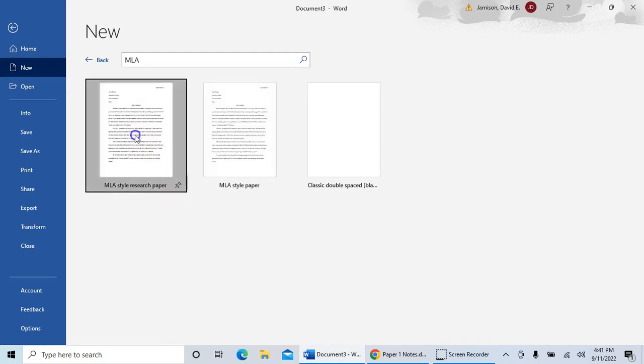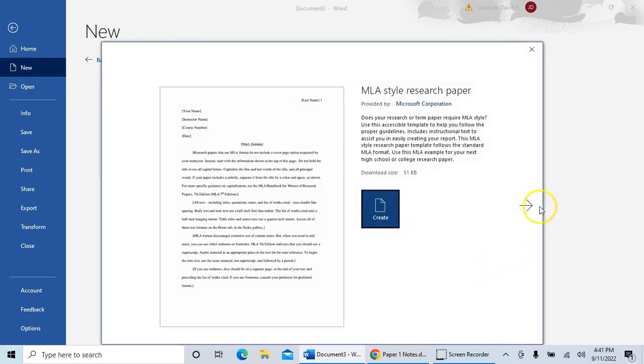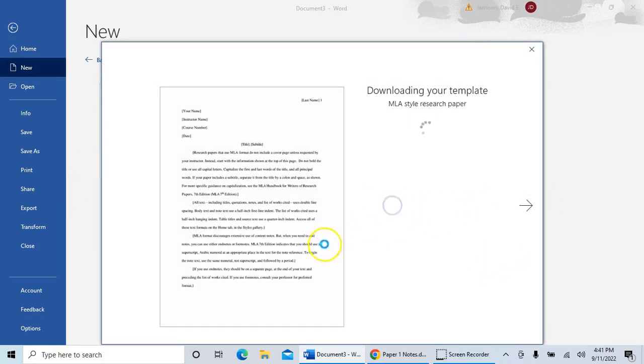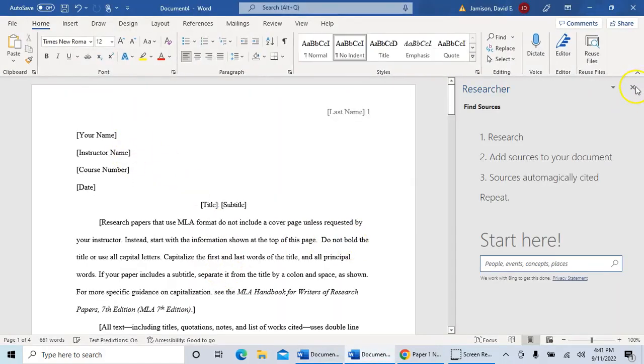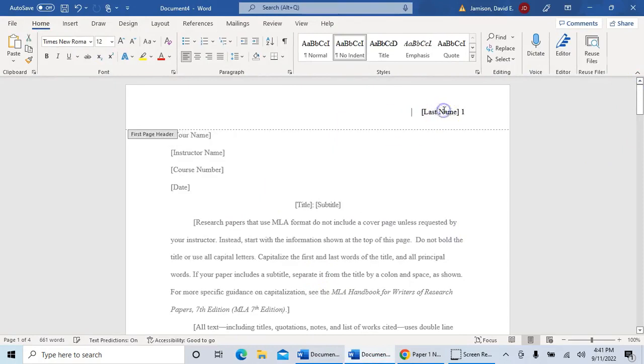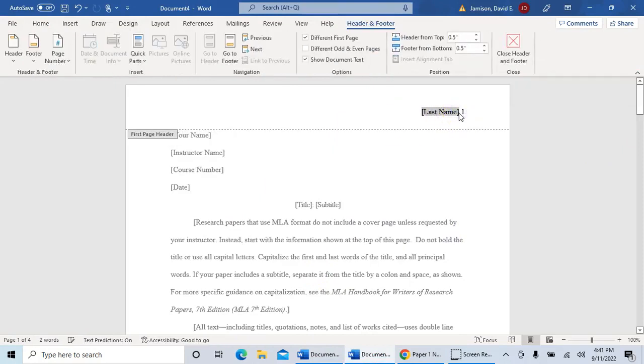And the first one that pops up will be an example of an MLA paper. Just press Create. And yeah, everything is set up for us. All we have to do is go in and put in all of our own information. I already kind of showed you how to do this, so I'm not going to do all of it again.